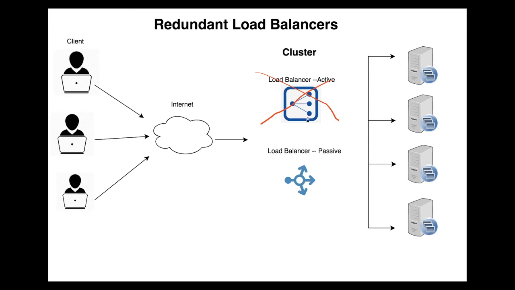That one fails. So since this other passive load balancer is monitoring the health of the other one, it notices, hey, this guy failed. Let me take over. I can handle the same amount of traffic. I'm basically the same machine, just cloned and ready and available in case this other one fails. And that's what it does.